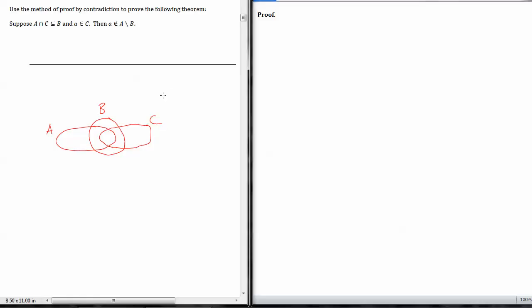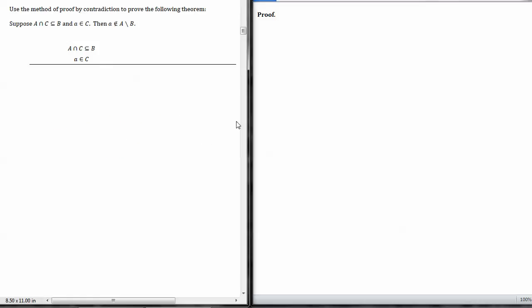And then the conclusion is that A is not in A minus B. Now A minus B is the part of A that's not in B. So it would be this part, right? And we're assuming that A is in C. So A is somewhere over here. And it's pretty clear from the picture that it can't be over here. All right. So let's try and work through the logic of that.